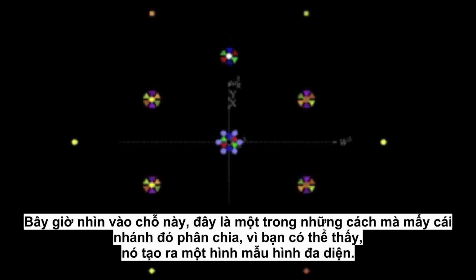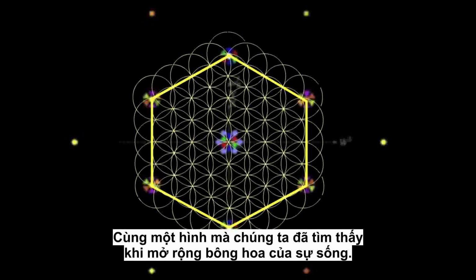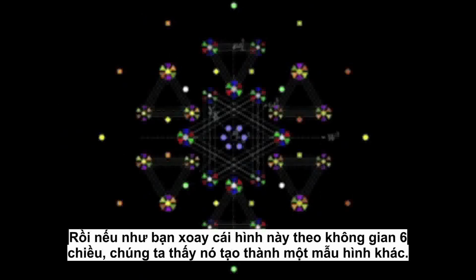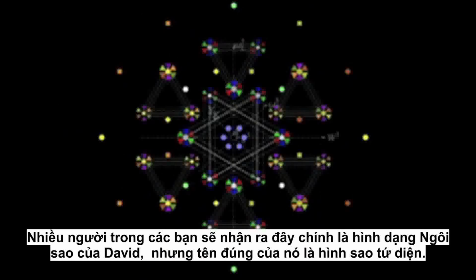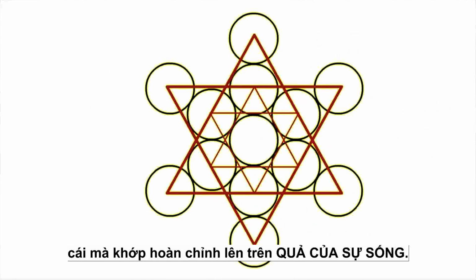Now, look at this. This is one of the ways that these charges branch off from each other. As you can see, it flows in a hexagonal pattern, the same pattern that we found in the expanded flower of life. Then, if you rotate this pattern in 6-dimensional charge space, you see it forms yet another pattern. Many of you will recognize this as the shape of the Star of David, but its true name is the star tetrahedron, which maps perfectly over the fruit of life.